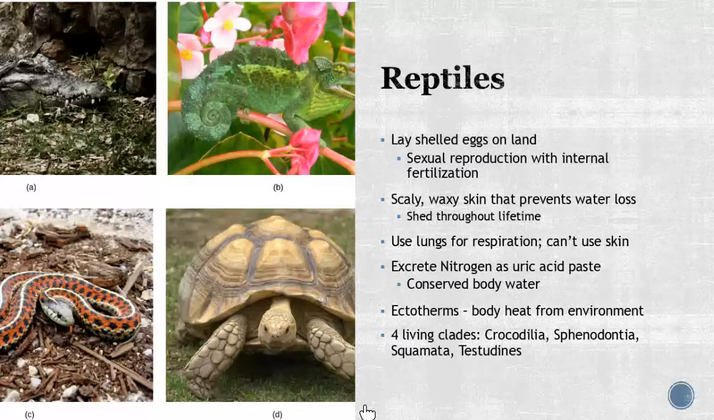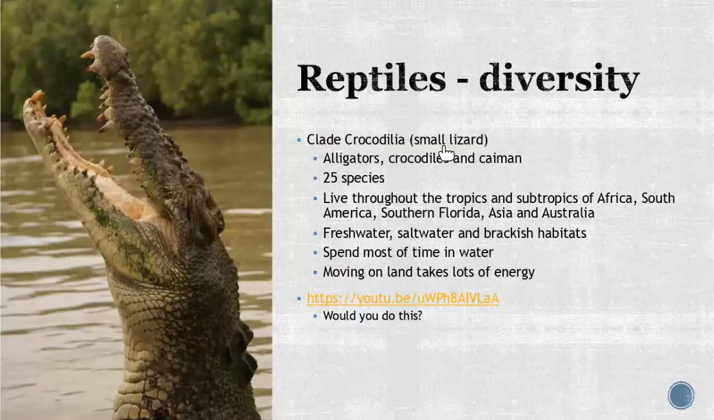The first one is the clade Crocodilia, and I find that funny, they call it small lizard. This is where you're going to find your alligators, your crocodiles, and your caiman. There are about 25 species within this group. They thrive throughout the tropics and the subtropics of Africa, South America, southern Florida, Asia, and Australia. You can find them in both freshwater and saltwater habitats, and there are brackish habitats, which are pretty much those swampy areas which you do not want to be in.